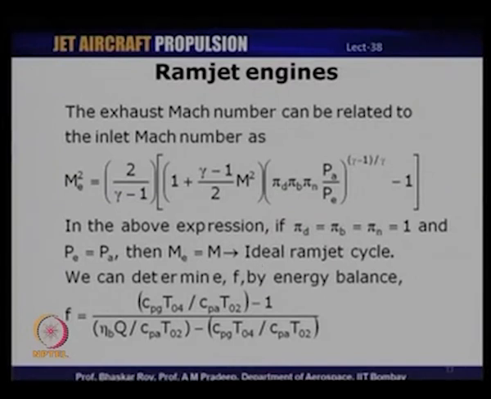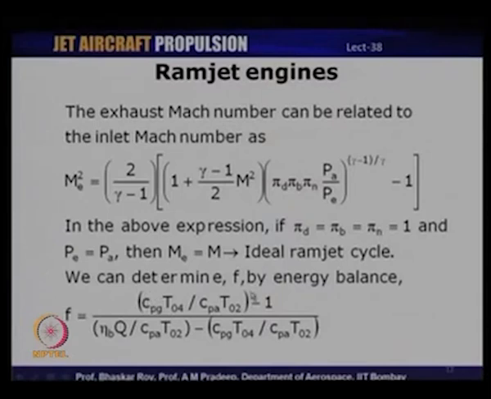For an actual ramjet, the exit Mach number is not going to be equal to the flight Mach number. There would be a slight difference between the flight Mach number and the exit Mach number, since equality would happen only if pi_d, pi_b, pi_n were equal to 1 and P_E is equal to P_A.